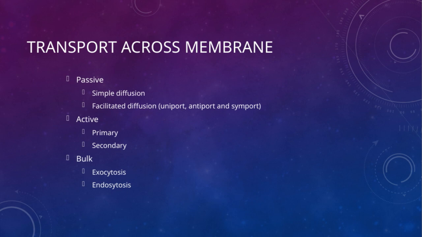Moving on to active transport, this process does require energy, usually in the form of ATP. Primary active transport directly uses ATP to move substances against their concentration gradient. An example is the sodium-potassium pump. Secondary active transport, on the other hand, relies on the energy stored in electrochemical gradients created by primary active transport to move other substances. We also have bulk transport mechanisms, which involve large quantities of materials.